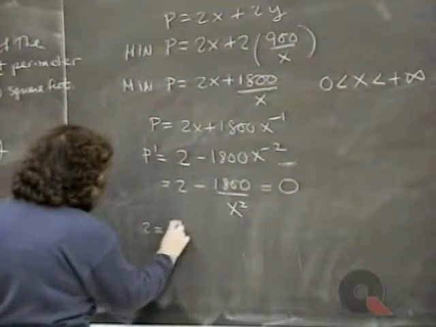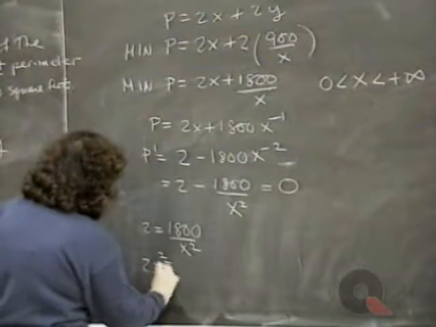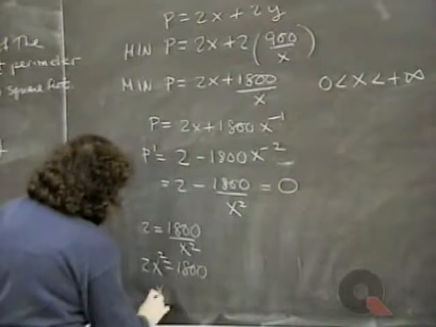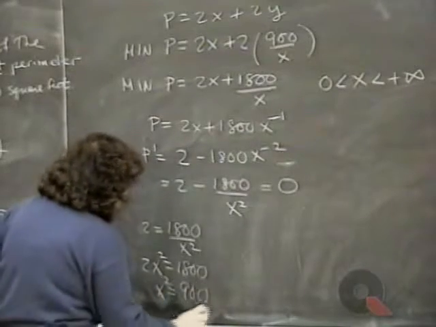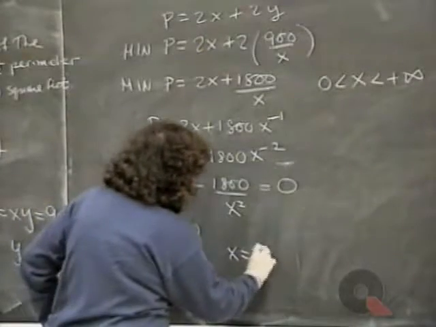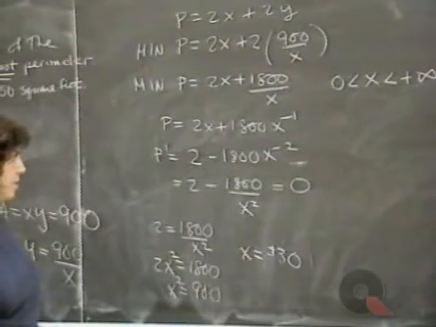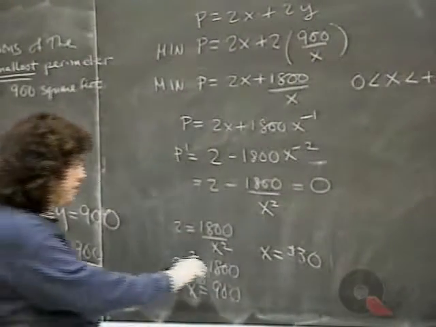2 would be equal to 1800 over x squared, cross multiplying. 2x squared is 1800. X squared is 900. X would be plus or minus the square root of 900, or plus or minus 30. Now, it looks like there are two critical numbers. However, the deal is this.